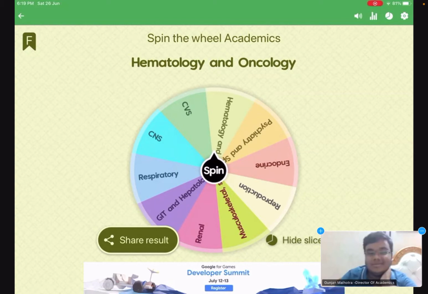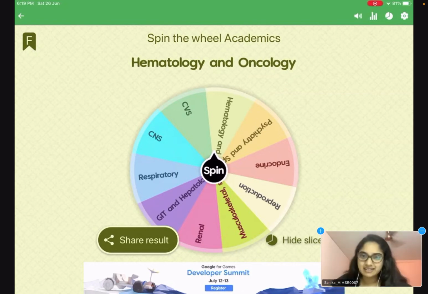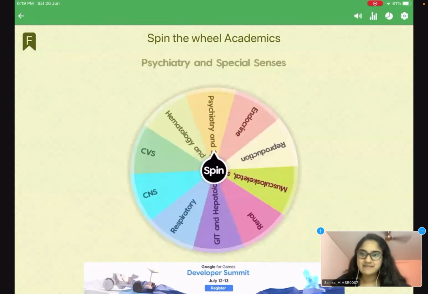Okay, who do we have next, Shraddha? Next we have Sanika. Okay, Sanika, can we have you on screen, please? Yeah, I'm here. Okay, so here's the wheel spin for you.